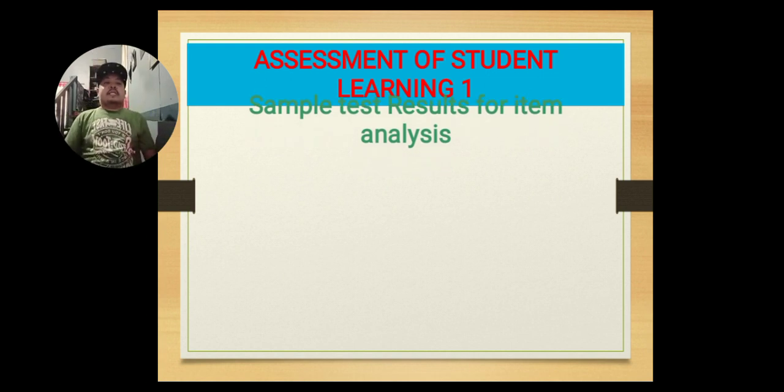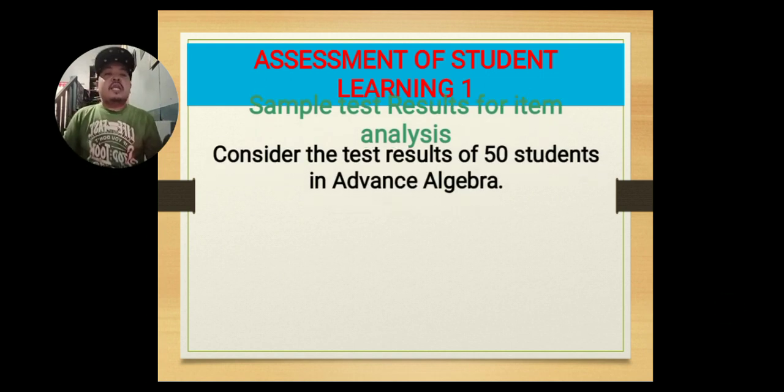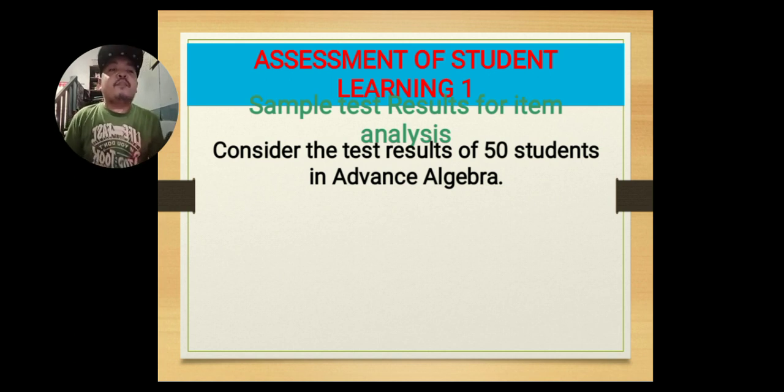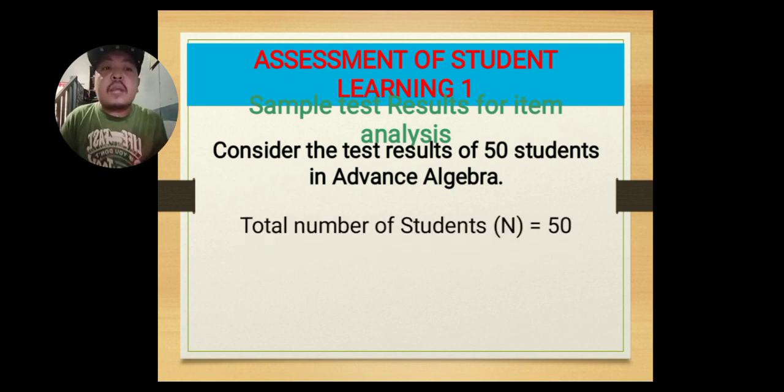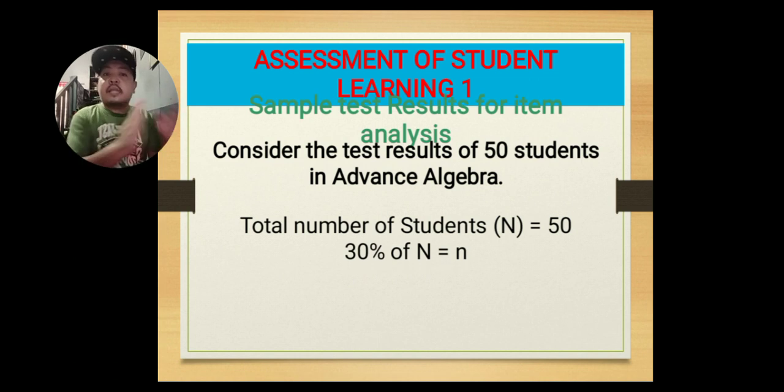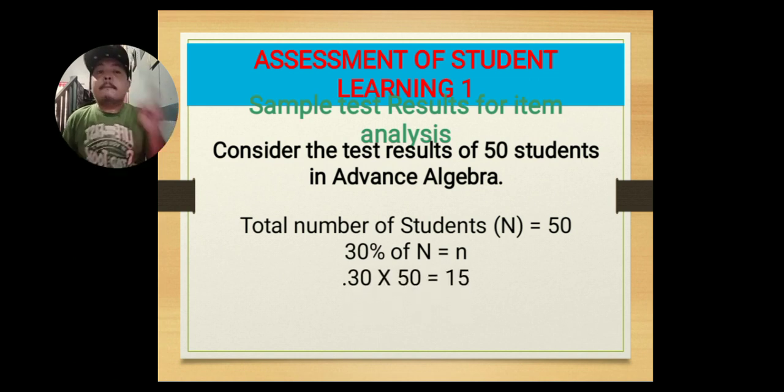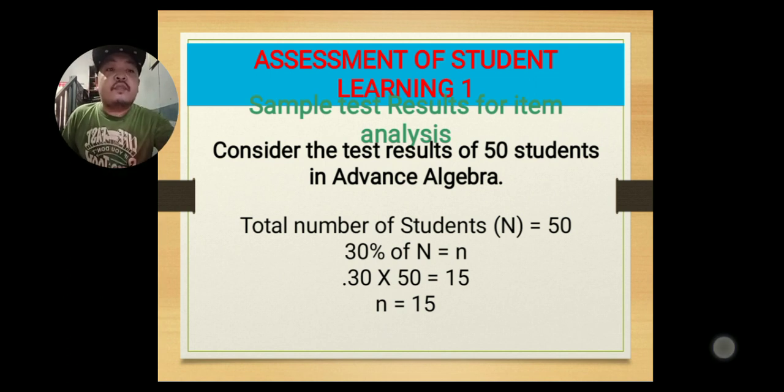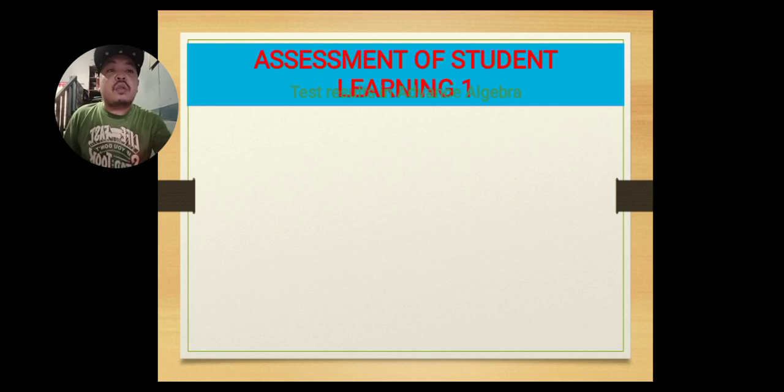So, let's have a sample test result for an item analysis. Consider the test result of 50 students in algebra. That means 50 students took the examination. In that case, the total number of students equals 50. The first step is to get 30% of N. 30% of N is equal to small letter n. So, 0.30 times 50 equals 15. Therefore, n equals 15. The small letter n is equal to 15. Okay? So, test results in algebra.